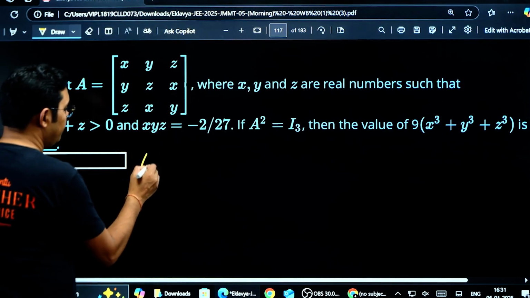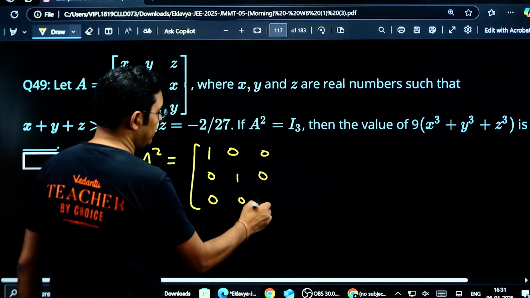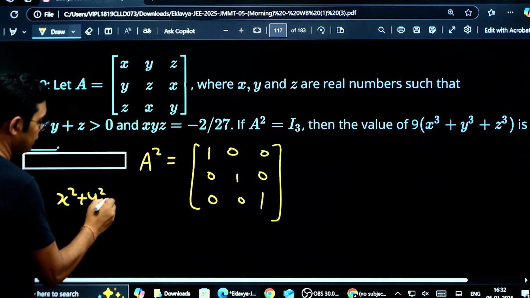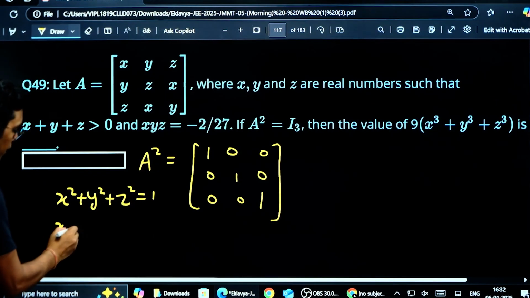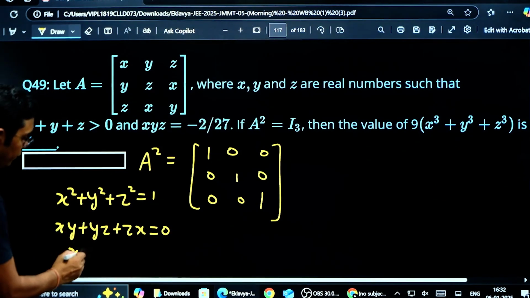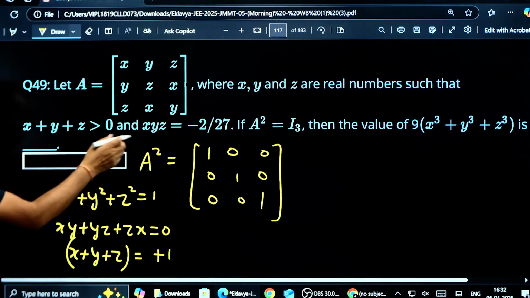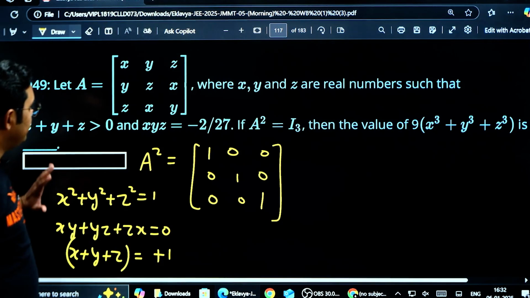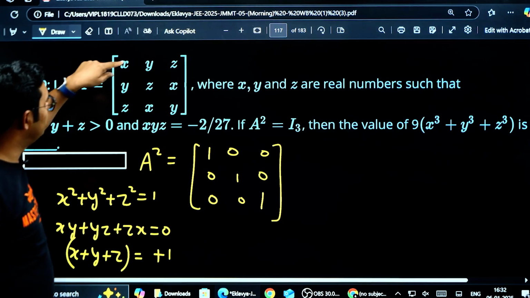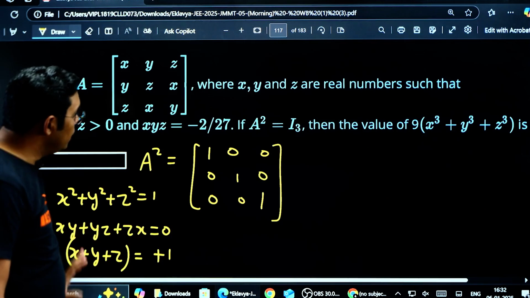Now you can see if A square is equal to I3, that means 1, 0, 0, 0, 1, 0, and 0, 0, 1. In that case, you can see first row, first column will give you x square plus y square plus z square to be equal to 1. And xy plus yz plus zx will be equal to 0. Using these two, we can find x plus y plus z. That comes out to be 1 or -1, but because we are given positive, it will be +1. So these are the things we can conclude from this A square, because all other products also will give you either x square plus y square plus z square or xy plus yz plus zx. Yeah, so that is what we are given.